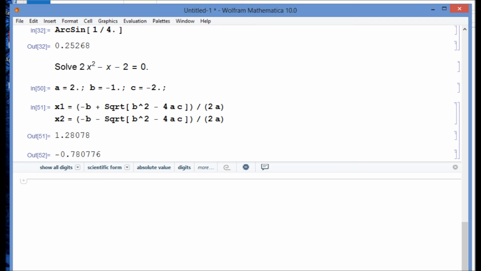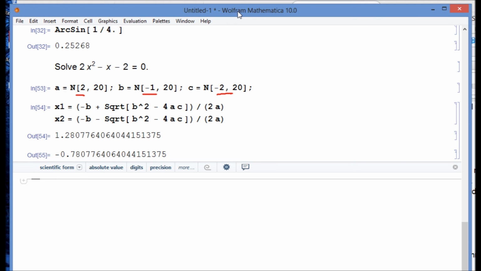One easy way to deal only with numerical results is to use numerical values for a, b, and c. I re-entered them as numerical values, and executed both cells. To obtain these numerical values, if you want more precision, use the N command.